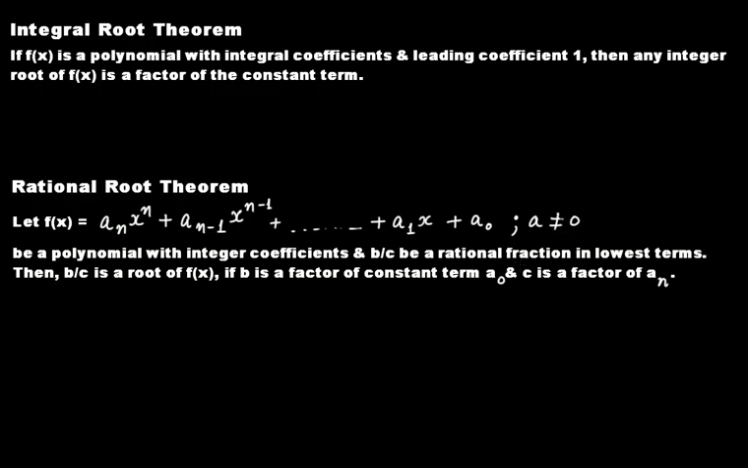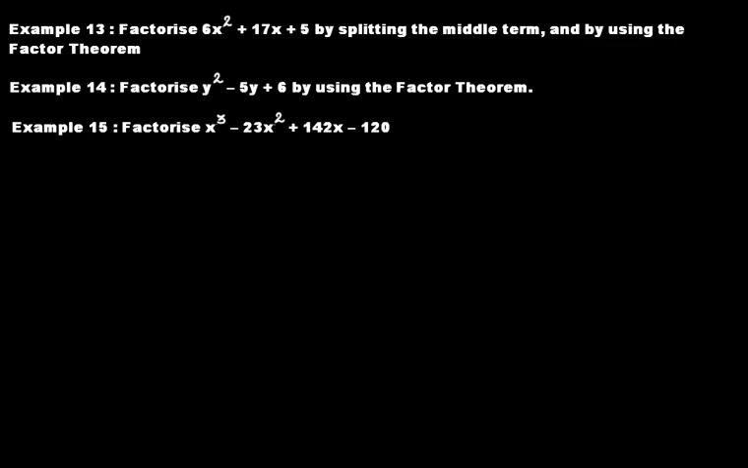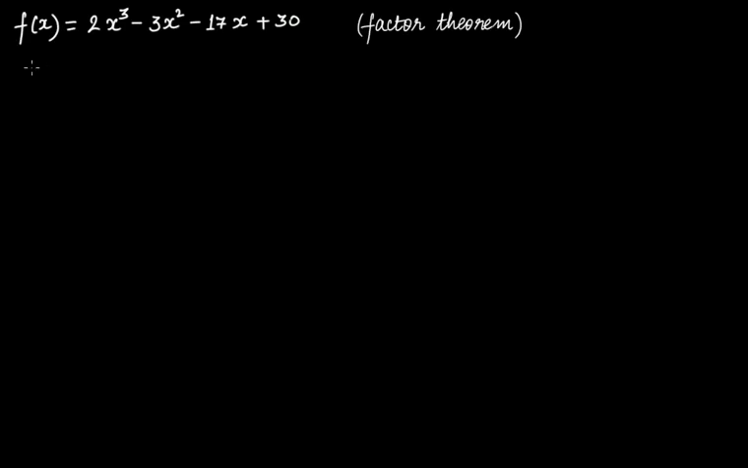Now let me explain you. Take a rational b by c. Now the condition of b by c is that the highest common factor should be 1. Okay, that's the condition. That's what we mean by in lowest terms.